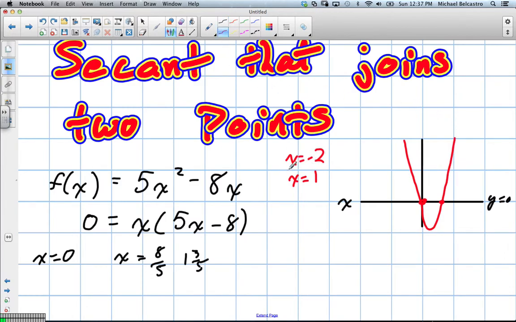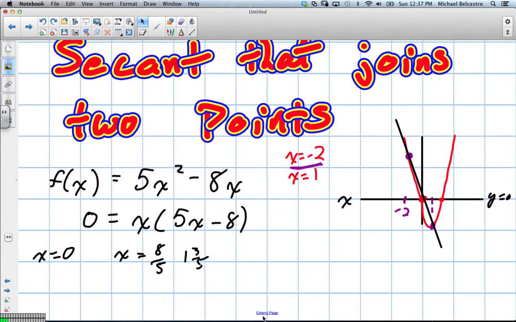Well, they want us to find the slope of the secant that makes a line from x at -2, so that'd be -2, something here, and x at 1, well, x at 1 is something here. So it's some line that's creating this. Okay, I'm just going to fix that line a little. It goes through those 2 points. Okay, so we need to find the slope of this specific line.